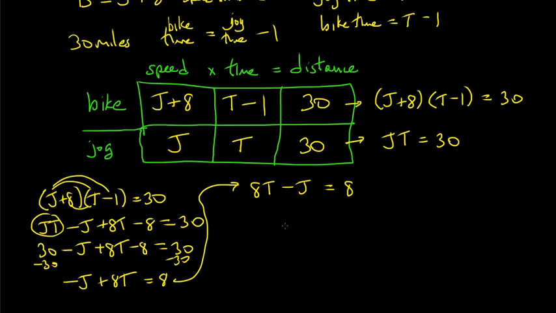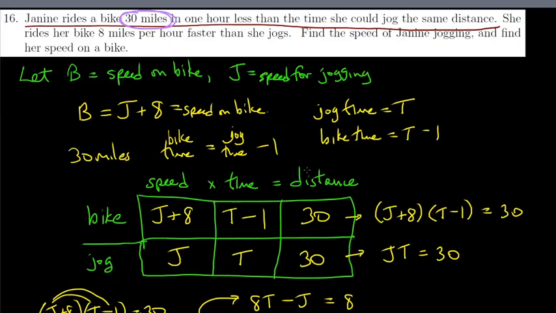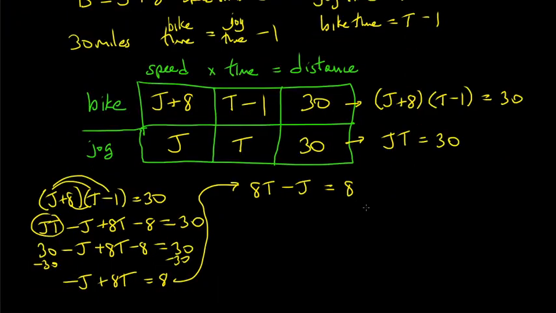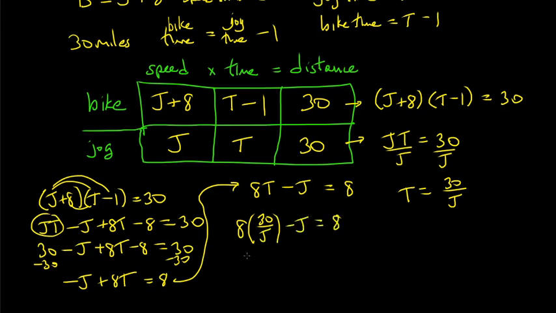All right, now how does that help? Well, notice that, should we do this in terms of t or j? What are we looking for? We're looking for the speed, which would be j. We're looking for j. So we can eliminate t. If I divide both sides by j here, t is really just 30 divided by j. Okay. So this is 8 times t, or 30 divided by j, minus j, equals 8. So 240 divided by j minus j equals 8.